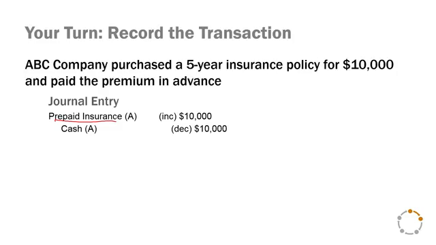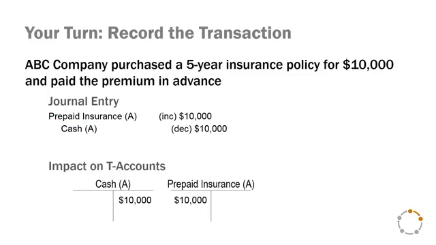The company paid cash, so its cash balance, which is an asset, decreased by $10,000. That would be a right side entry or a credit. Let's post to the T accounts. The left side to the insurance asset account is posted to the left side of that T account. The right side to cash is posted to the right side of the cash T account.